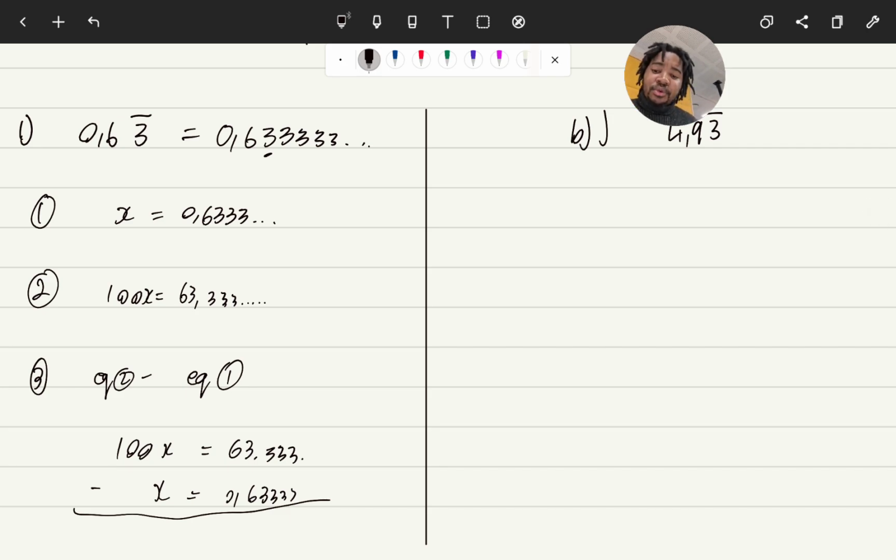So now the question I want to ask you is, how do you think we are going to attempt this one? Are we actually supposed to multiply by 100 here, or are we supposed to perhaps multiply by 10? Think about it.